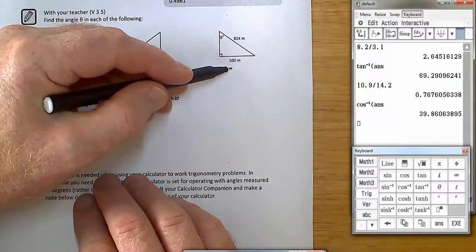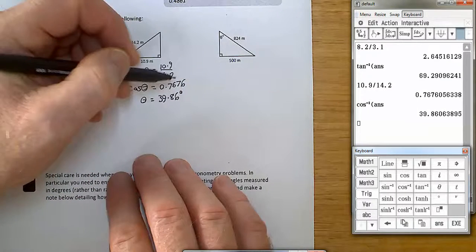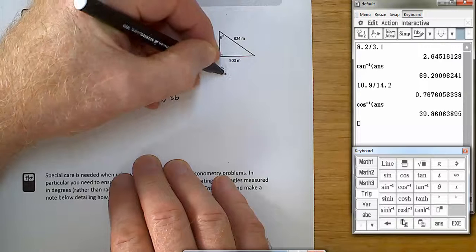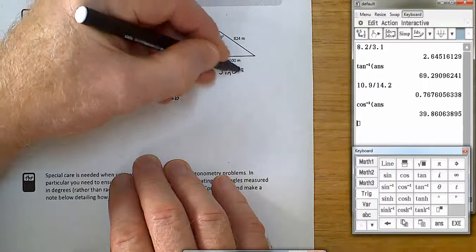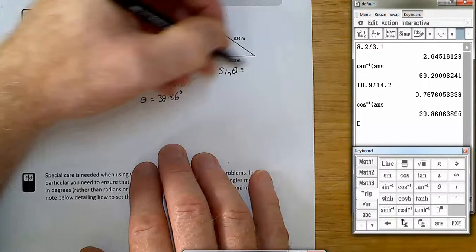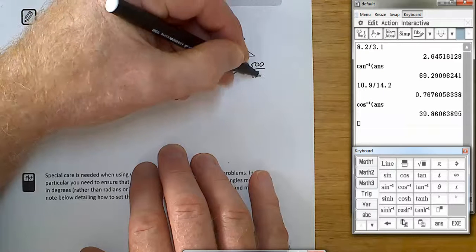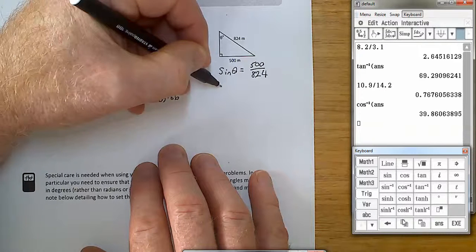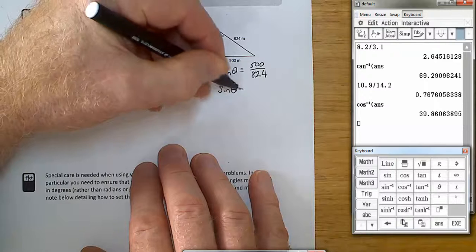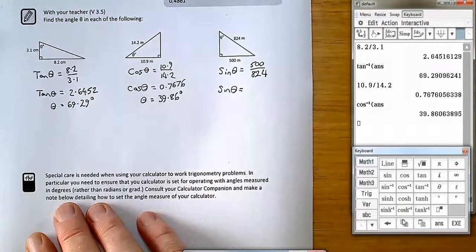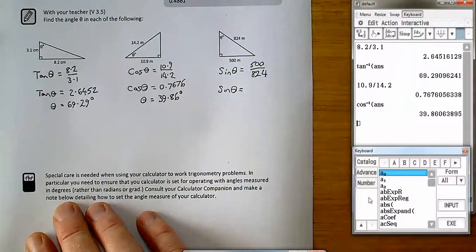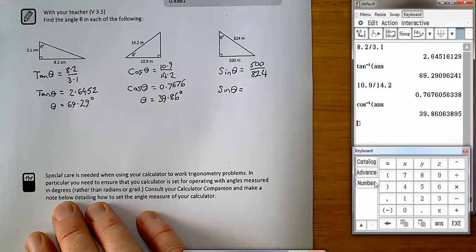My last example, and I'm saying to myself, which sides are involved? The opposite and hypotenuse. That makes it a sine question. The sine of angle theta equals opposite over hypotenuse, 500 over 824. That means the sine of theta equals, and I'll change that to a number, 500 divided by 824.